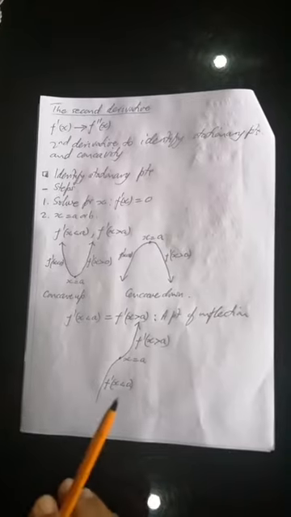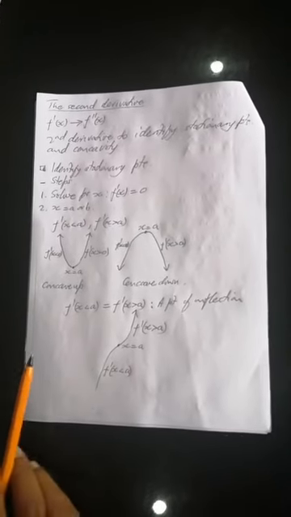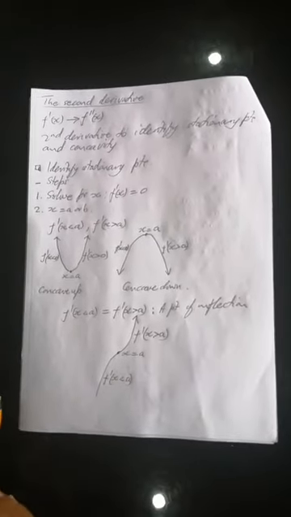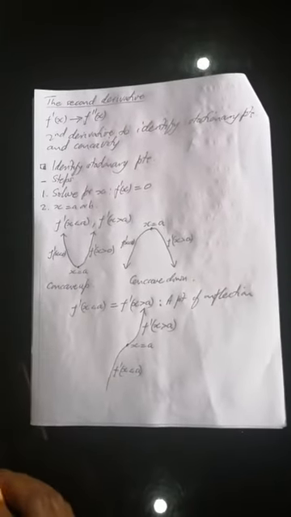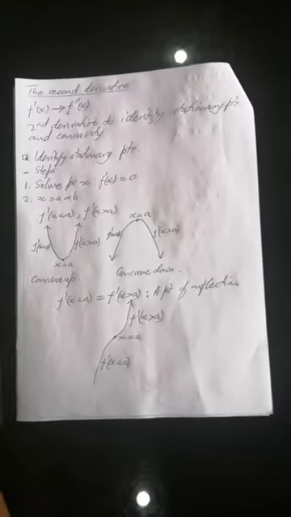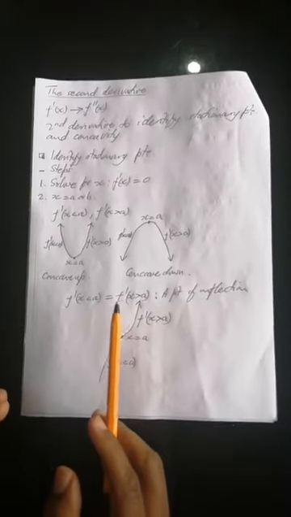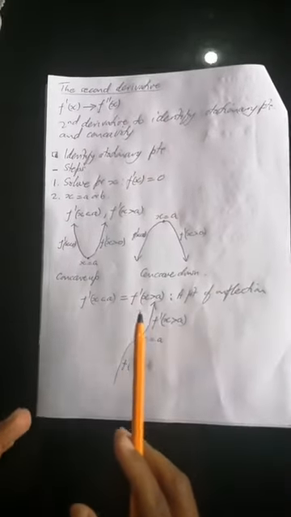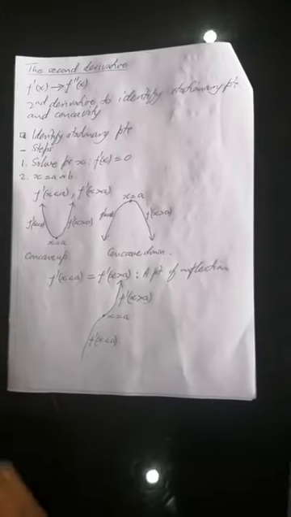So we have identified very important concepts here, that the first derivative can be used to identify whether a graph is increasing or decreasing, and whether we have a concave up, that is, we are now talking of the concavity of the graph, or concave down. So concavity can also be discussed through the first derivative.